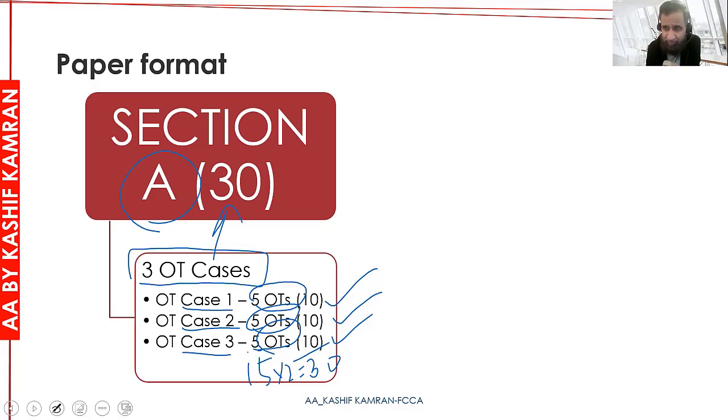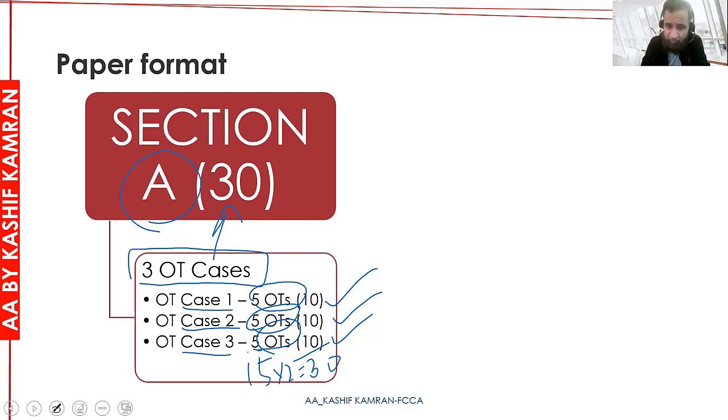So section A is the objective type questions worth 30 marks, and the knowledge, the reading of the book and the study of the full syllabus will play a crucial part, because the more knowledge you have, the better you will do in the 30 marks section, which is section A. Is everyone clear with section A? Is everyone understanding section A of the paper?